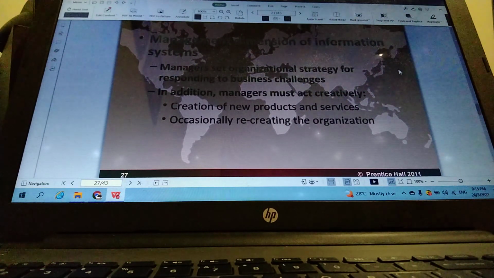In terms of management, senior management and middle management or line management, they are the managers. Normally they will be involved in setting organizational strategy for responding to business challenges. So they will be responsible for coming up with policies, standard operating procedures, best practices, following audit requirements, business requirements, and so on. Those are the responsibilities of the managers.